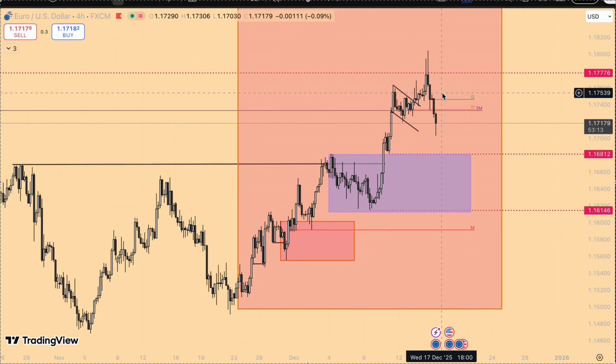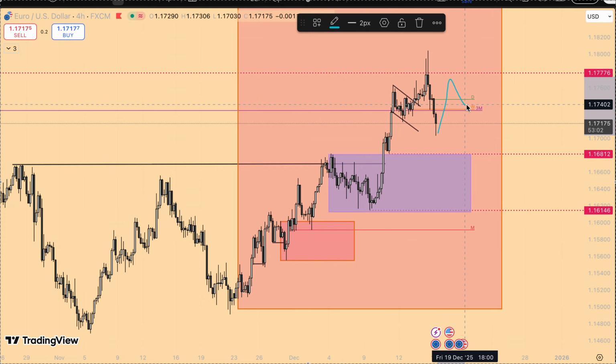But now what are we waiting for? Here we have our fractal high, right? So you're waiting for that change of character, right? Above this daily, and then you could look for those entries. So from here, something like this, and then you look for those entries.